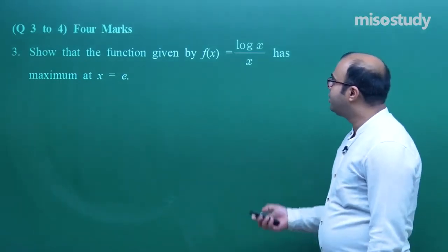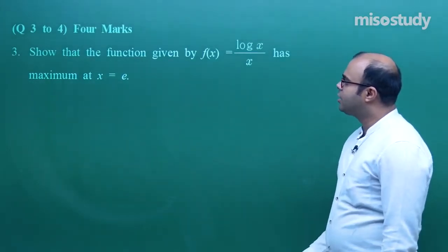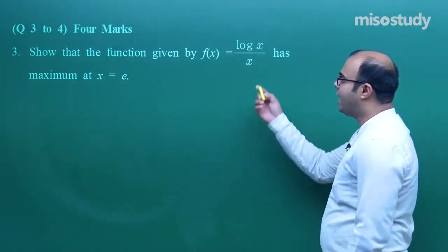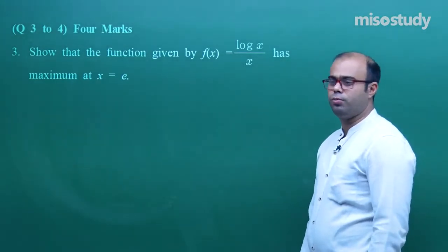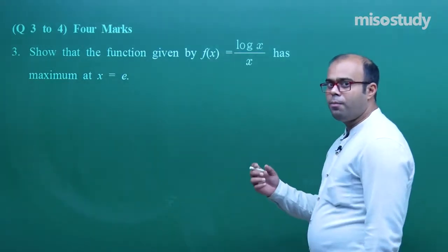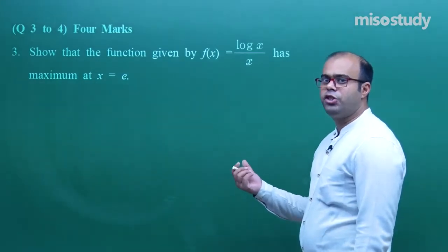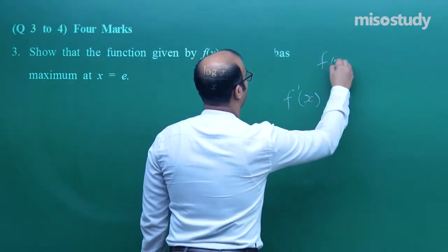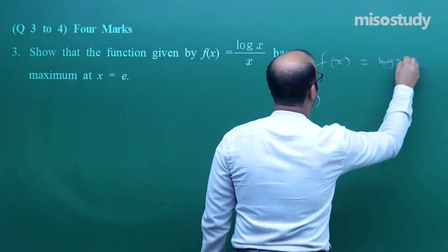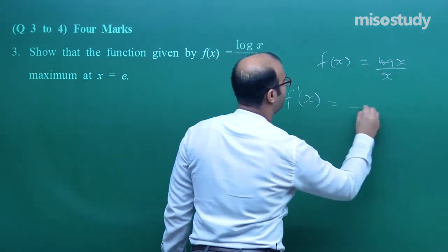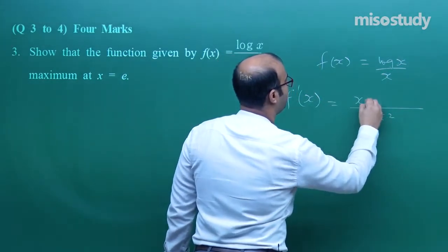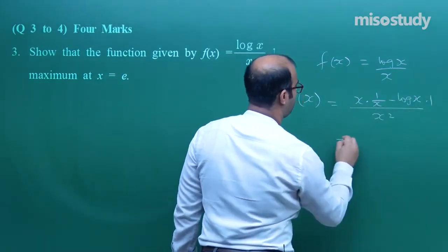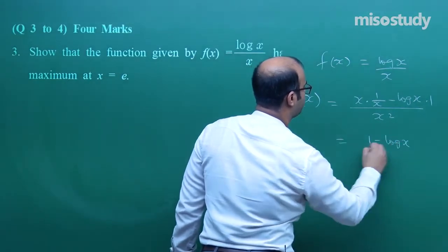So show that the function given by f(x) is equal to log x by x has maximum at x equal to e. So if you see here, this function has maximum at x equal to e. This is our task to prove. First of all, for maximum or minimum, what we do, we differentiate the function. So we will differentiate this function, and this function is log x by x, as you can see here. When you differentiate it, you will get x square in the denominator, x into the derivative of log x, which is 1 by x, minus log x, and the derivative of x is 1. So 1 minus log x by x square.